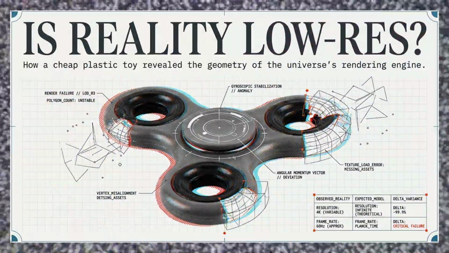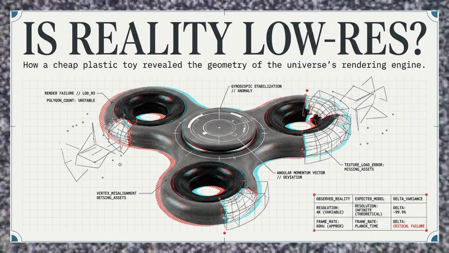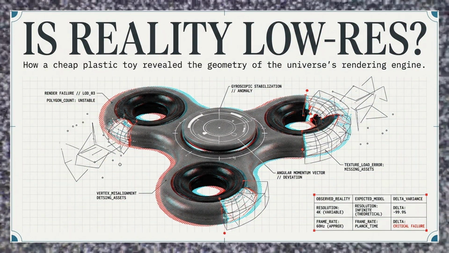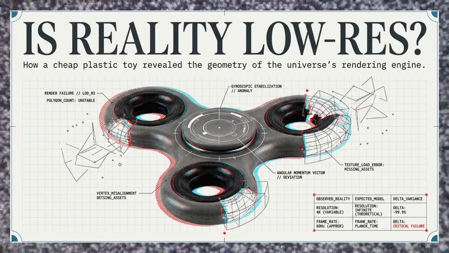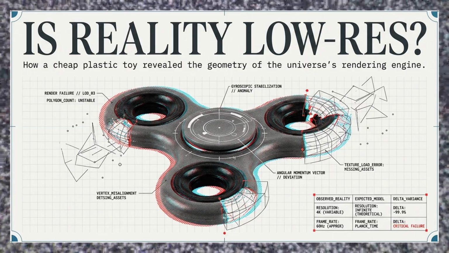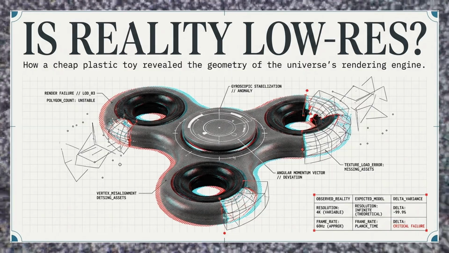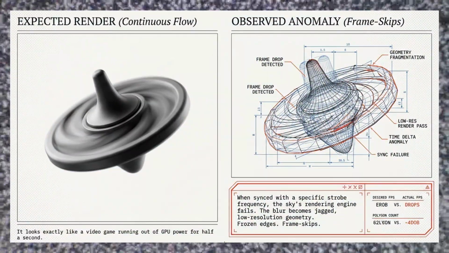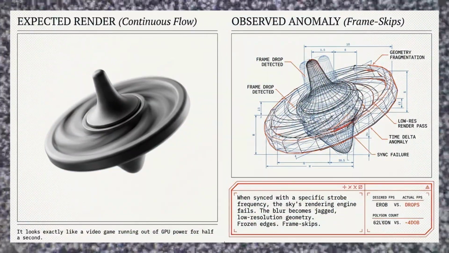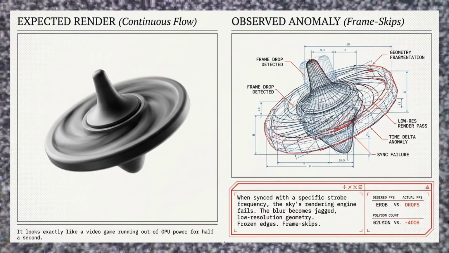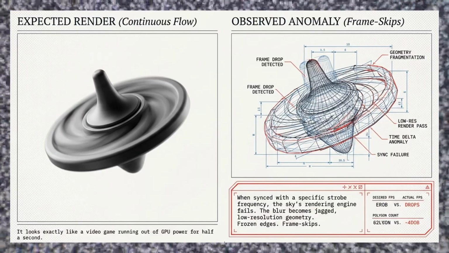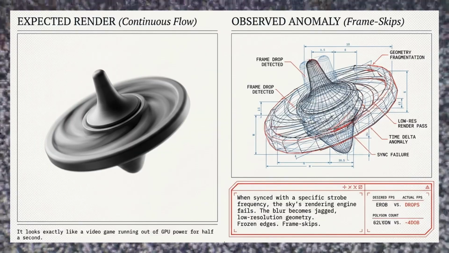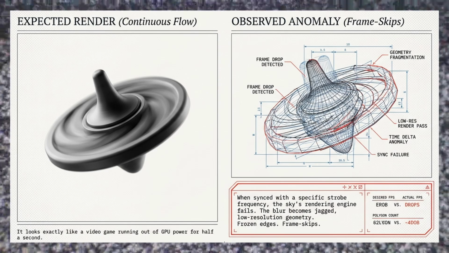The most annoying toy of 2017 was actually the key to deconstructing the universe. When you sync one of these glitter-infused little plastic rotors with a specific strobe frequency, the sky's rendering engine starts to fail. This isn't just a blur. It's jagged, low-resolution geometry, frozen edges, frame skips, the kind of thing you'd see if a video game ran out of GPU power for half a second. This isn't a toy spinning anymore. These are the seams of reality showing through.